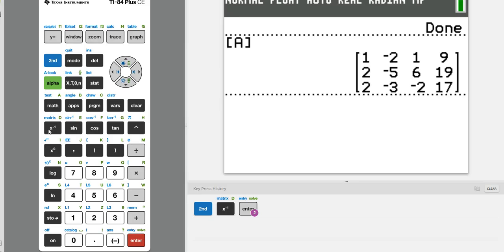How are we looking on that matrix? Got that one entered in? Not yet? Okay. I'll give you a few more seconds.